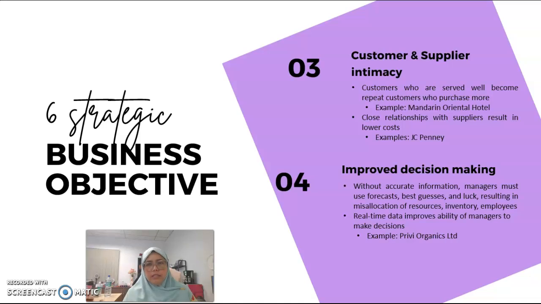Number 3 is about customer and supplier intimacy. Customers who are served well will become repeat customers who purchase more. They need to make sure that they are returning customers. For example, here we have the Mandarin Oriental Hotel. This hotel operates in Asia, in Europe, and of course in America. They use information systems and technologies to achieve intimacy. So how did they do it? They use computers to keep track of their guests' preferences.